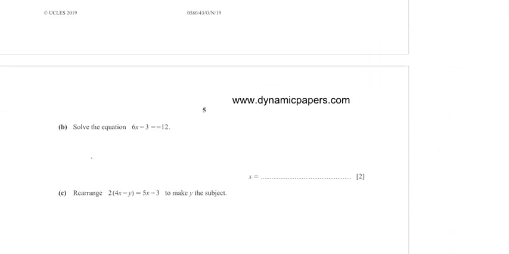All right. Next is solve the equation 6x minus 3 is equal to minus 12. For that, it's a simple linear equation. I can write 6x equal to minus 12 plus 3. 6x will be equal to minus 9. So x is minus 9 over 6, which in the lowest form I can write as minus 3 over 2. That is minus 3 over 2, or even in the mixed number form you can write.